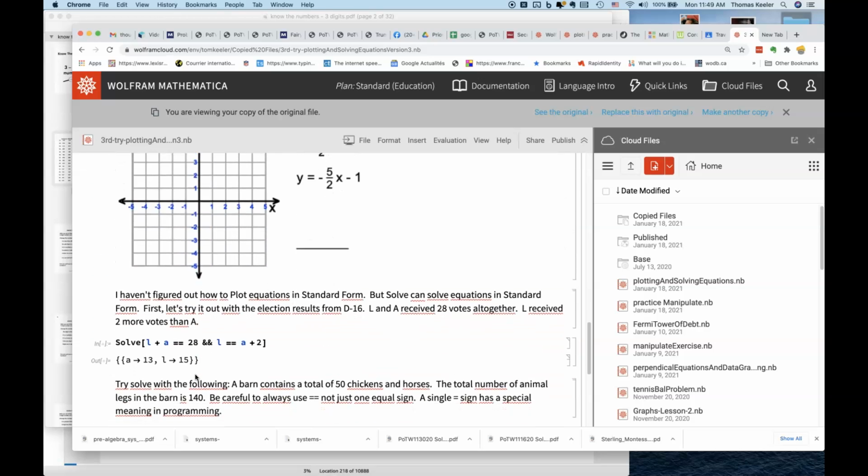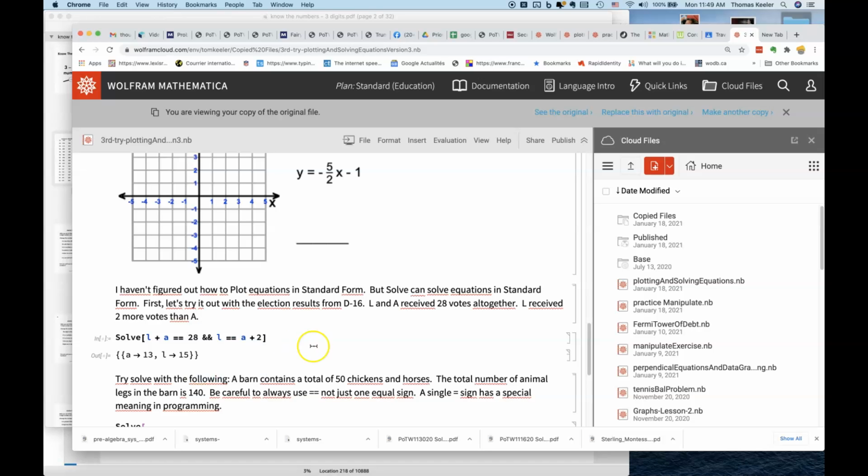Okay, and then in the next section, I haven't figured out how to plot equations in standard form, so I'm working on it. Hopefully next week I'll have that. But we can use solve, and we can use the standard form, the form ax plus by equals c.